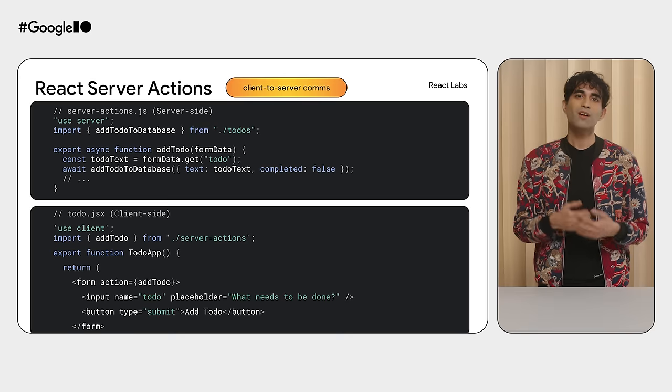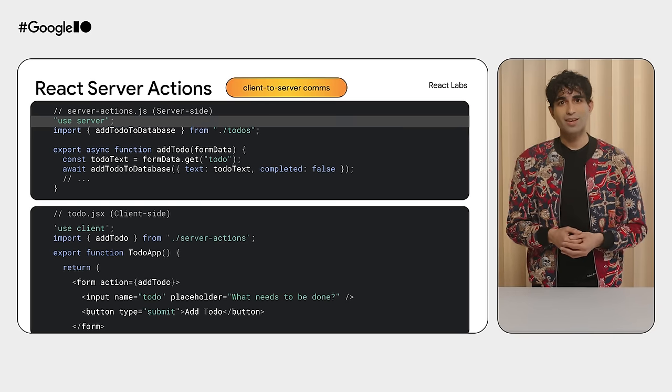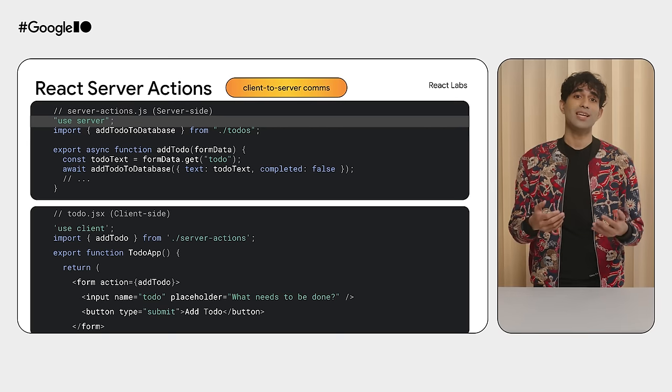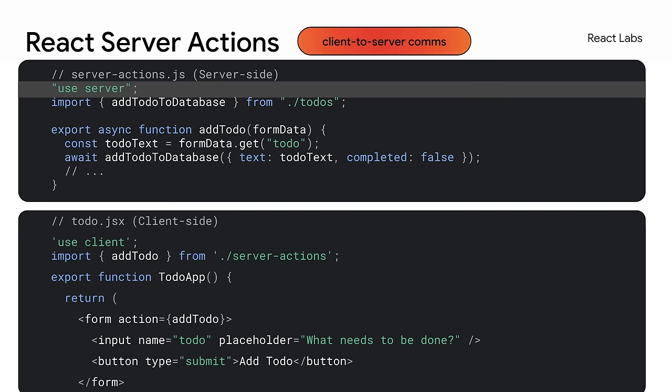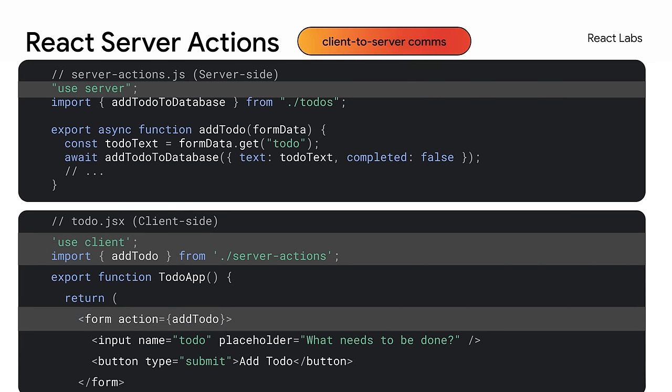Let's see server actions in action using a to-do example. First, we define our server-side function addTodo using the useServer directive. This function receives the form data as a parameter and performs the necessary server-side mutations, such as adding the to-do to a database. In our React component, we create a form and specify the action prop with the addTodo server action. When the form is submitted, React automatically invokes the addTodo function on the server, passing the form data as an argument. Server actions handle the form submission and perform the server-side mutations seamlessly.